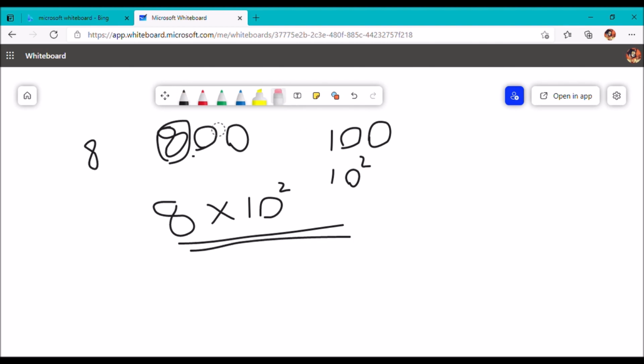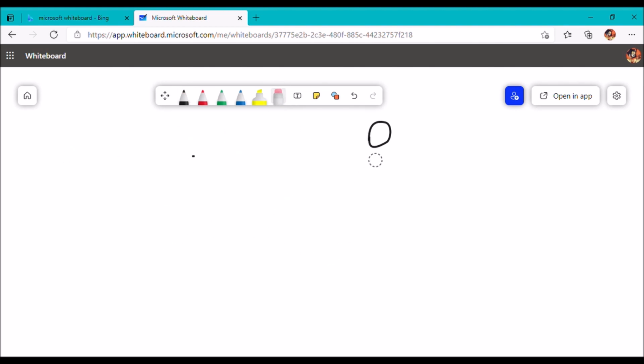Let's do another question like this. So think this as the question: 704. So to find this number's standard form, what is the frontest number below 10? So it is 7. So we must keep the decimal point right here. So then it is 7. Then we must find how 7 becomes 704.